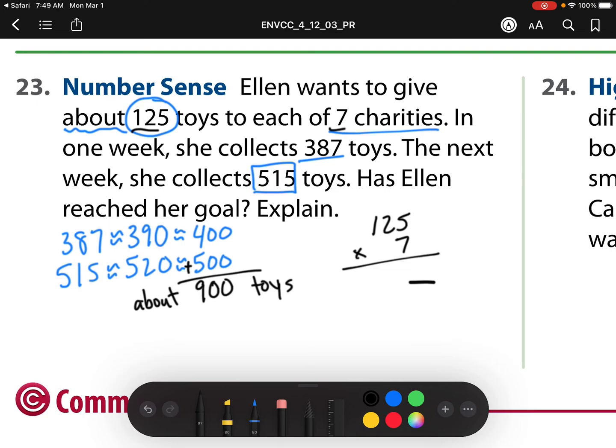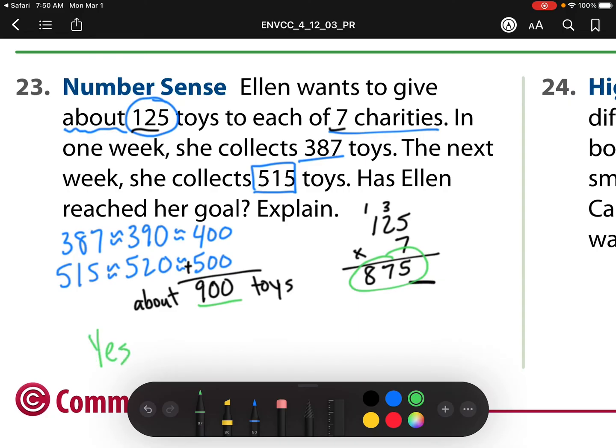So let's check. 5 times 7 is 35. Regroup that 3. 7 times 2 is 14. Plus 3 is 17. Regroup. 7 times 1 is 7. Plus 1 is 8. So look at that. She only needed 875, and she got about 900 toys. So her answer is yes, she's collected enough.